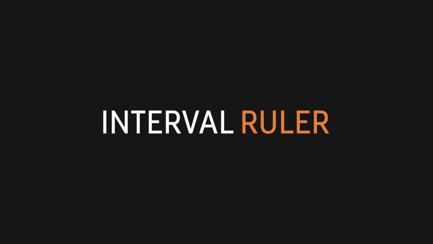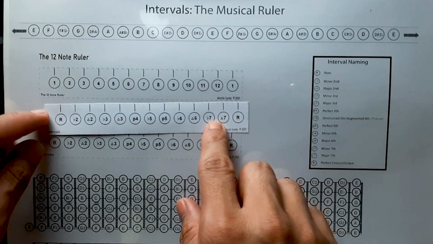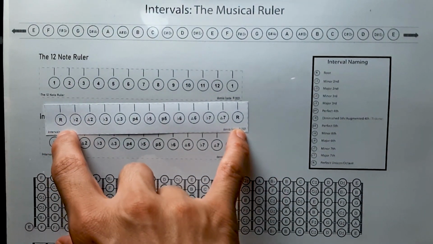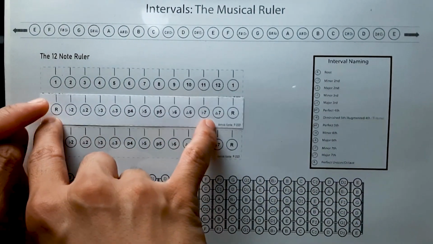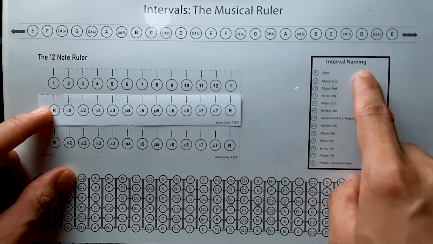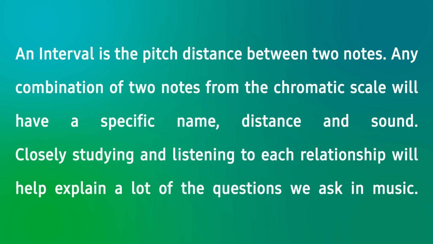The next ruler that I want to show you is the interval ruler. This is the intervallic ruler. Now the numbers 1 to 12 are replaced by the actual names of the intervals. So let's define intervals first. An interval is the pitch distance between two notes. Any combination of two notes from the chromatic scale will have a specific name, distance, and sound. Closely studying and listening to each relationship will explain a lot of the questions we ask in music.